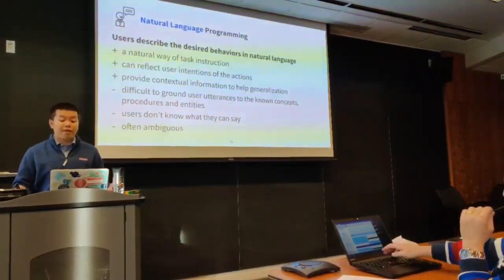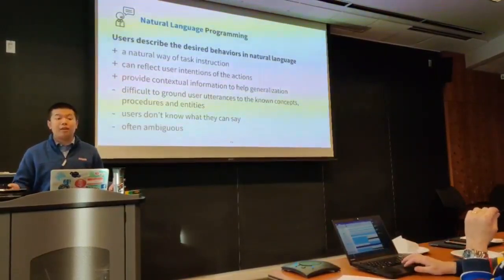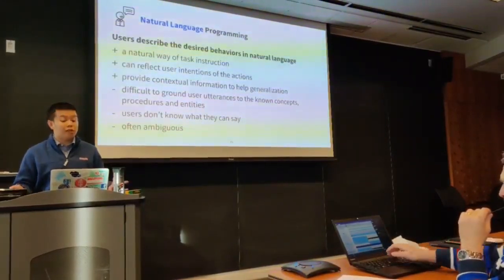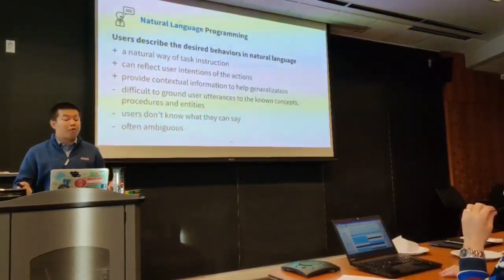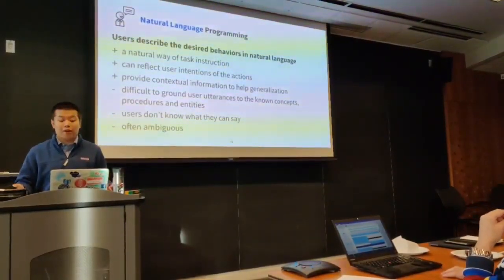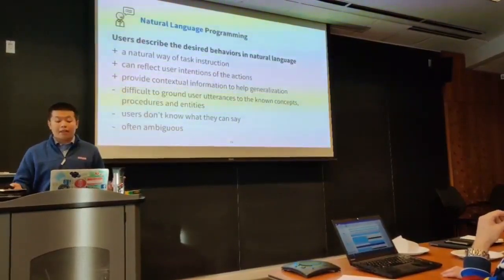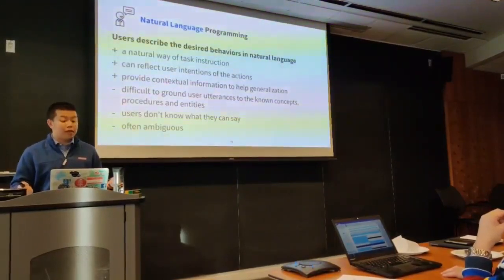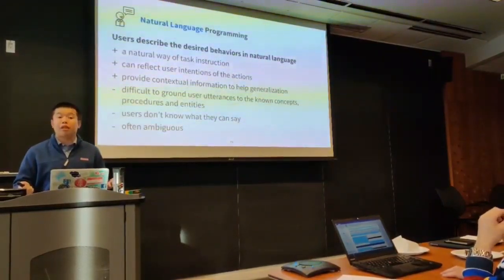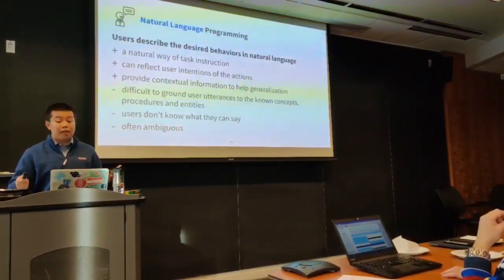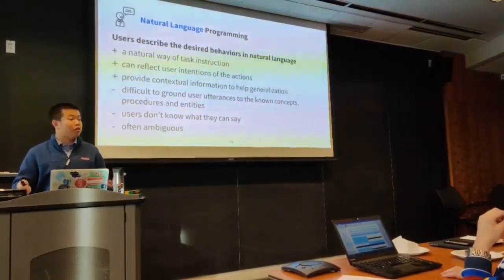Natural language programming is also a natural way of task instruction, but it has some of the opposite pros and cons compared with programming by demonstration. Natural language commands often reflect user intentions and provide contextual information of the task. However, it's often difficult for the agent to ground user commands onto the agent's known concepts, procedures, and entities. Users also don't know what the agent already knows, so they don't know what they can say that the agent can understand. Natural language is also ambiguous.